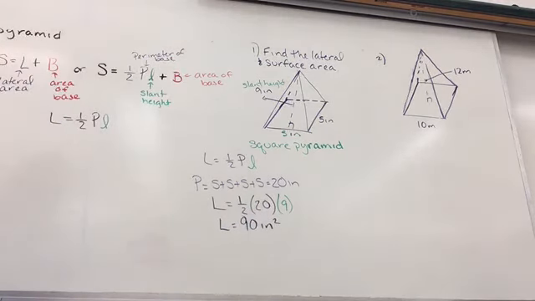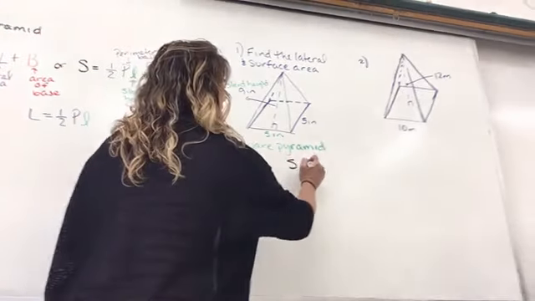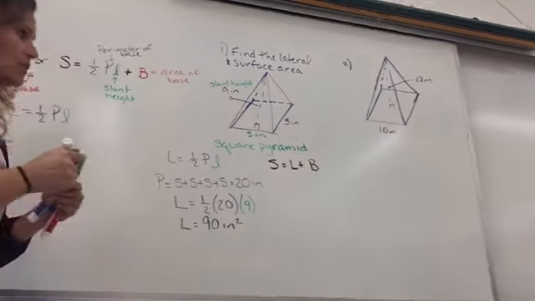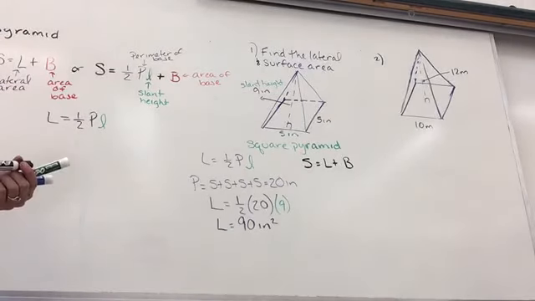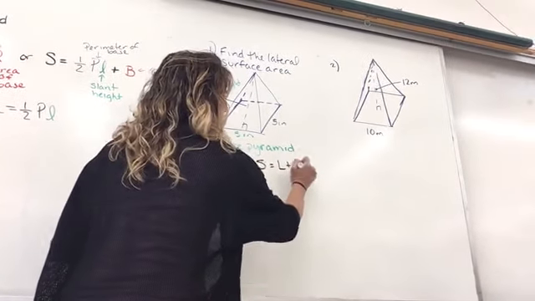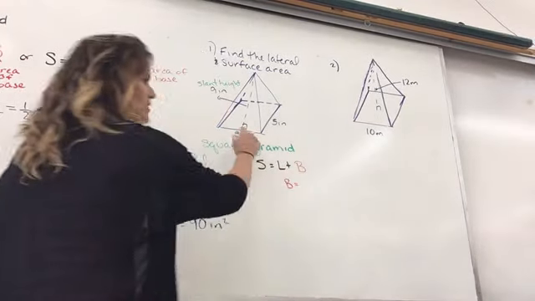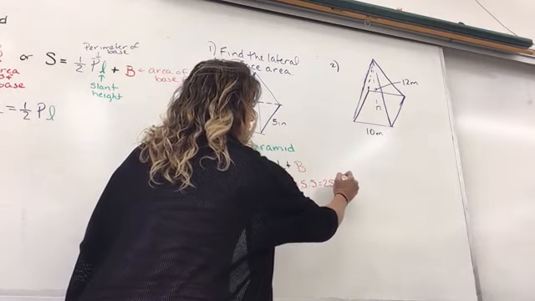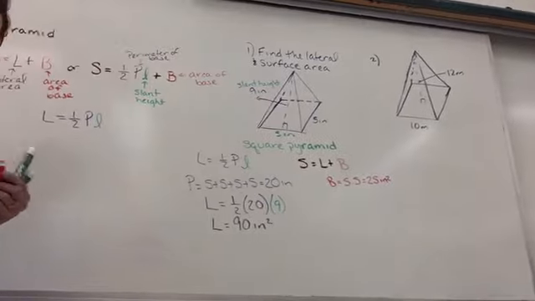Now, I need to use that to find the rest of my surface area. So the surface area is the lateral area plus the base. Well, we already went through the hassle of finding that lateral area. Now we've got to find the area of the base. The base is a square, so that's 5 times 5, which is 25.